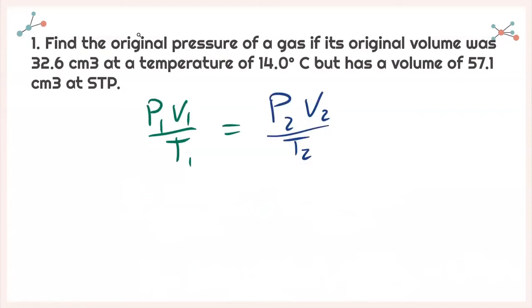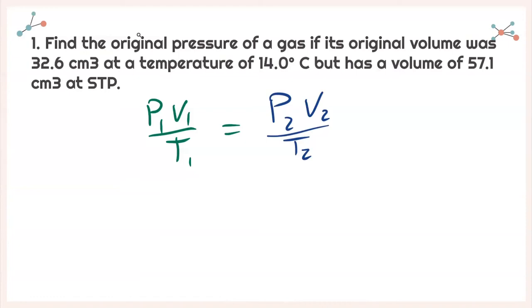P1 times V1 over T1 is equal to P2 times V2 over T2. Now, a few things to note. We are given our temperature at 14 degrees Celsius, so I need to convert that to Kelvin. Also, we're not given our P2 or T2. All we are told is that we are at standard temperature and pressure. Knowing that, I can say my T2 is going to be 273 Kelvin, and my P2 is going to be 1 atmosphere. I can change that depending on what units I'm given.